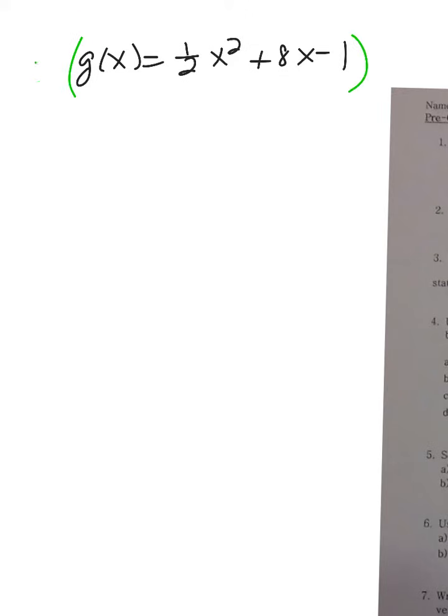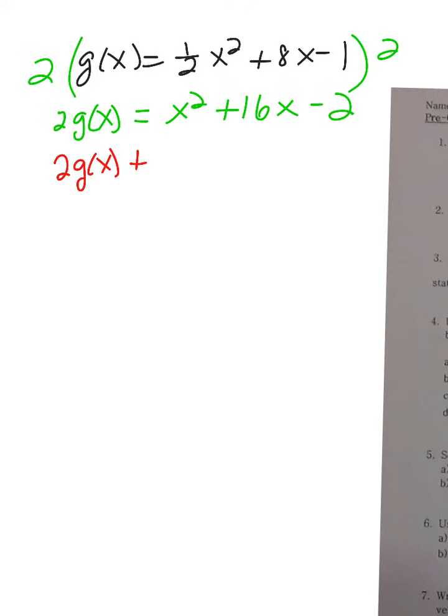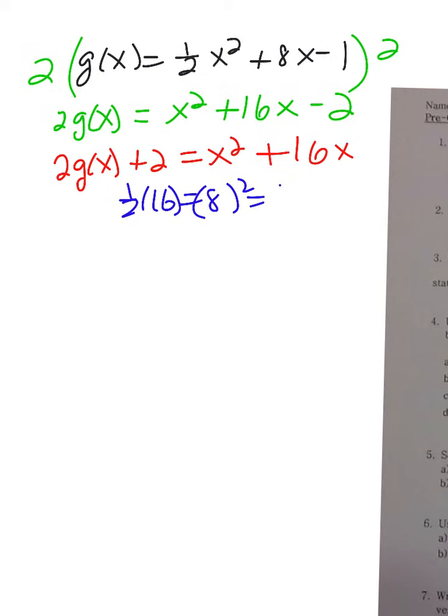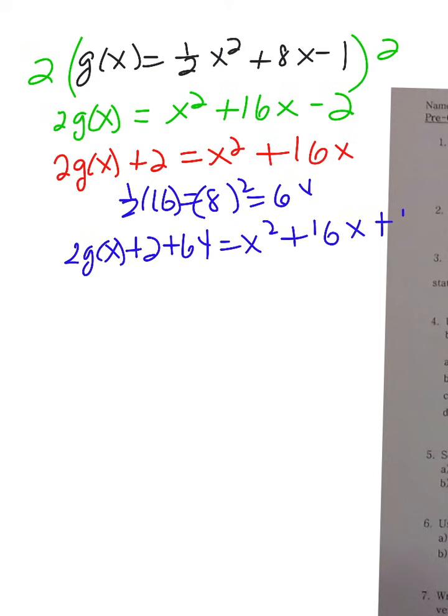All right, so I have g of x is equal to 1/2 x squared plus 8x minus 1. So I want to get rid of the fraction, so multiply everything by 2. So I get 2g of x equals x squared plus 16x minus 2. All right, now move the 2 over, so add 2 to both sides. So it's 2g of x plus 2 equals x squared plus 16x. So it's half of 16, which is 8, squared, 64. 2g of x plus 2 plus 64 equals x squared plus 16x plus 64.